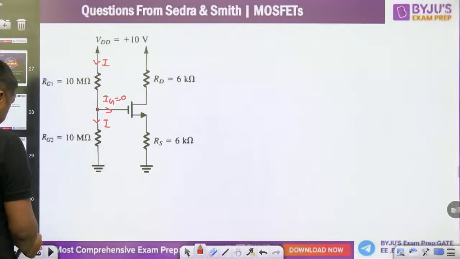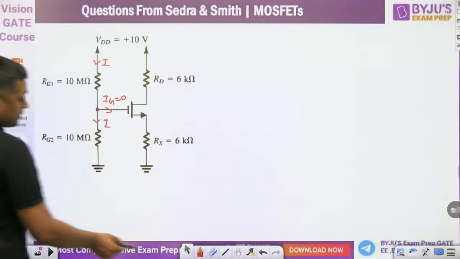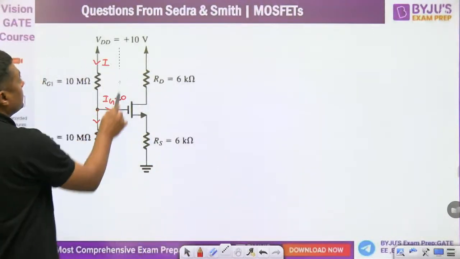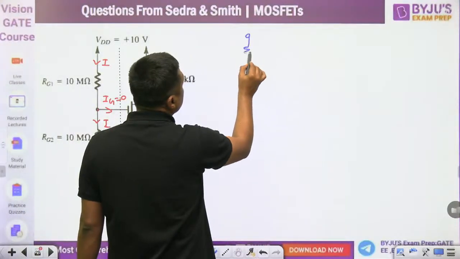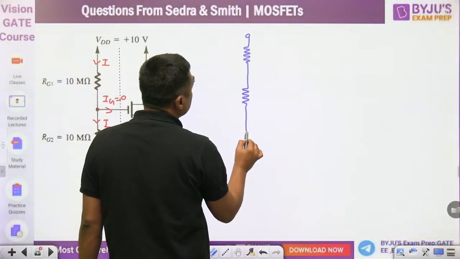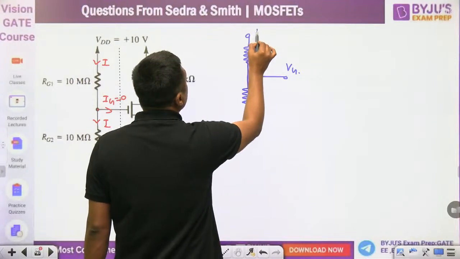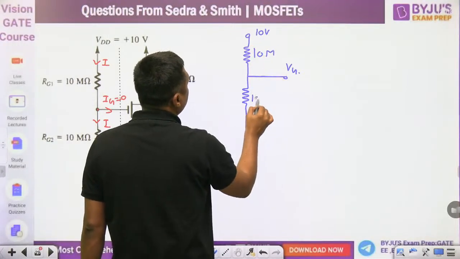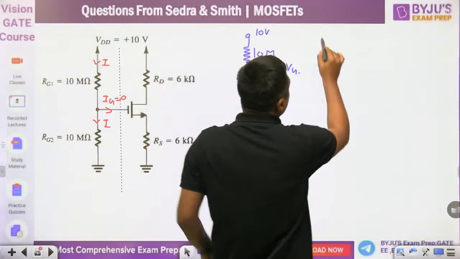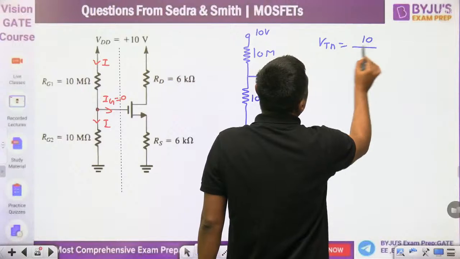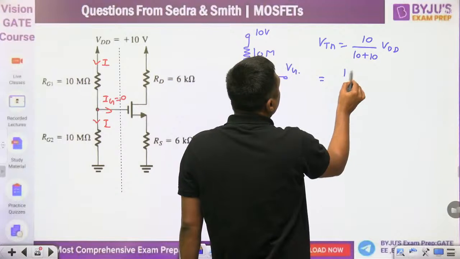Now what we can do, first of all, we can apply Thevenin's theorem. Then you will get this, the gate Thevenin's voltage here. This is the 10 volt, 10 mega ohm. Now with 10 and 10 mega ohm, what is the VTH? VTH is just 10 divided by 10 plus 10, R2 upon R1 plus R2 into VDD. It will become 10 divided by 2, 5 volt.